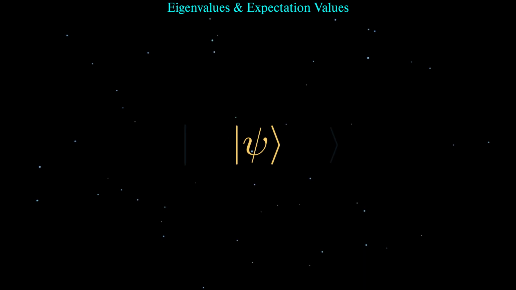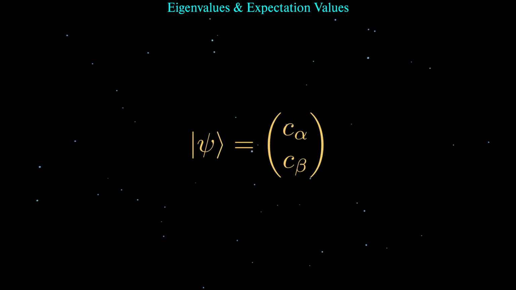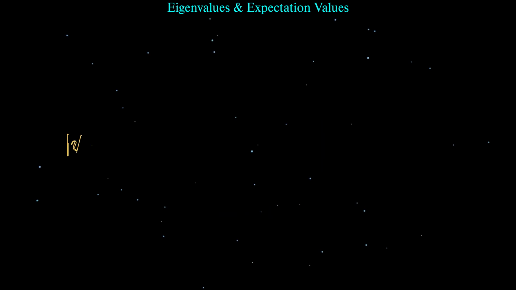Dirac notation, or Bra-Ket notation, is a pretty neat mathematical language that we can use to represent states in quantum mechanics, formulated by Paul Dirac. A state written as a ket looks like this, and this is just a column vector. For a spin 1/2 system, it looks like this, where the coefficients C alpha and C beta can be complex numbers.